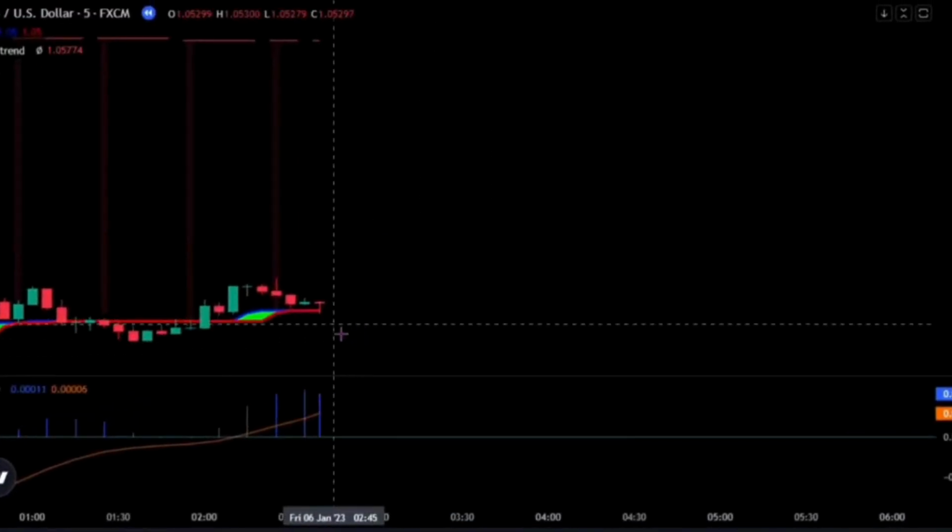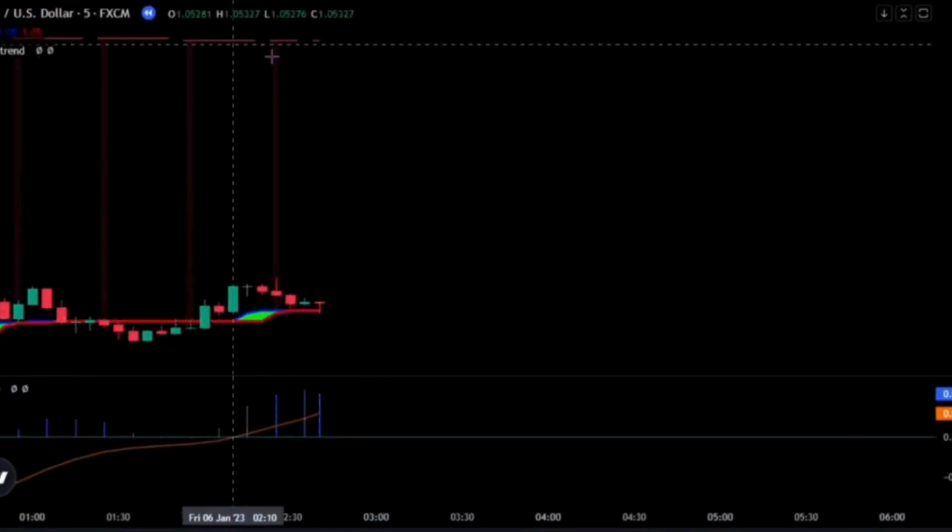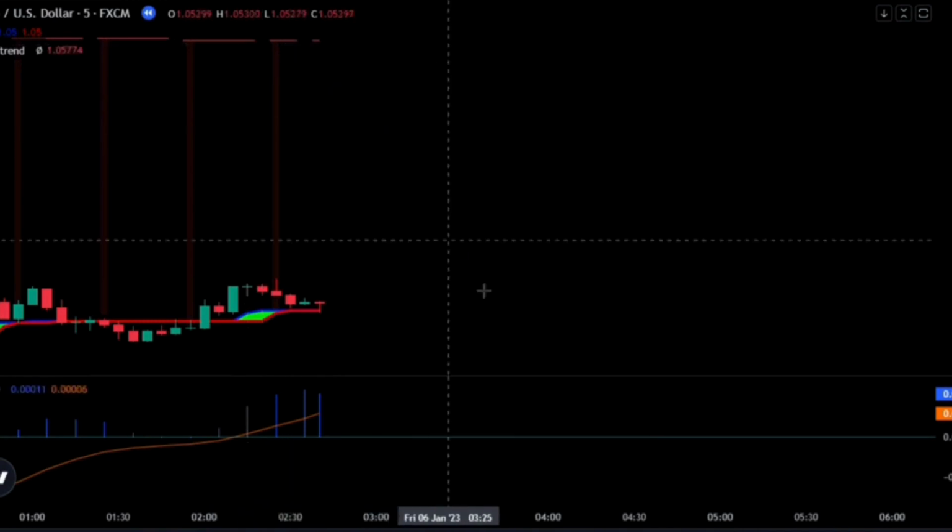First, we want our super trend to be red. This indicates we are in a downward direction.